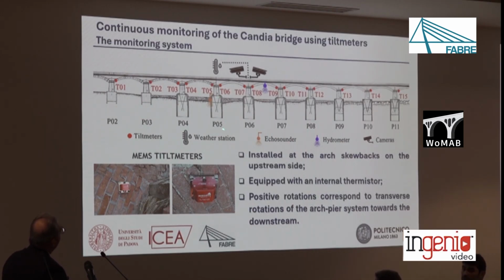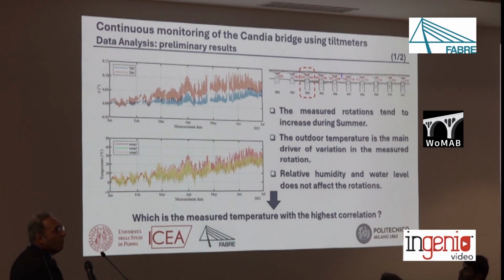Afterwards, we installed a weather station, an echo sounder, and a hydrometer, and 2 cameras in order to understand, for example, what was happening in real time on the bridge. During the first month of monitoring, our objective was mainly to understand the effect of environmental parameters on the rotation we measured. And the effect of the environmental parameters is quite clear.